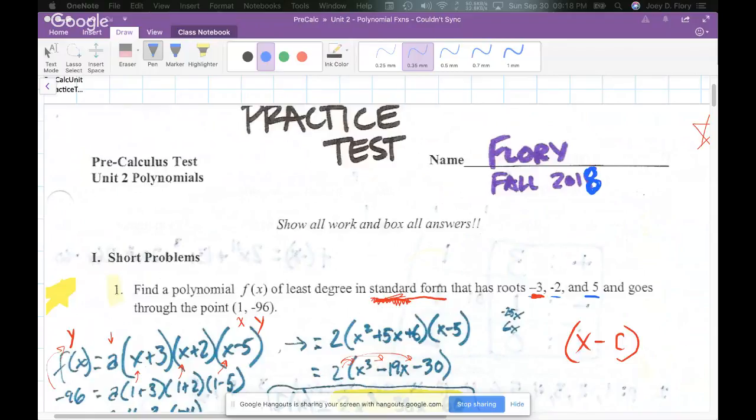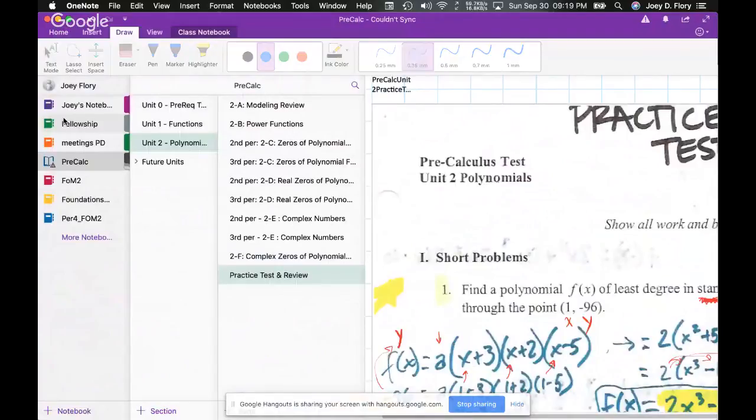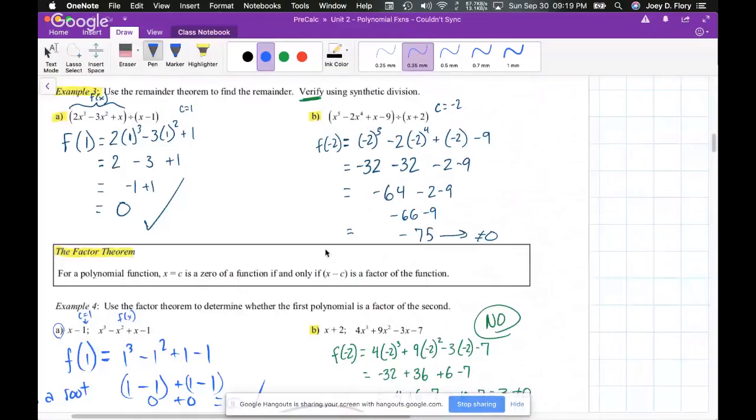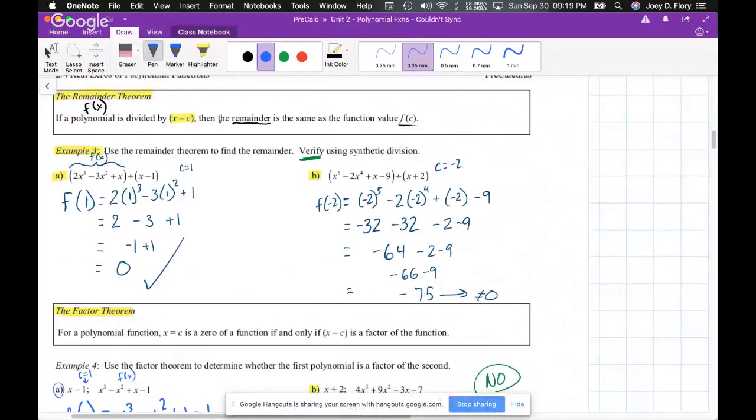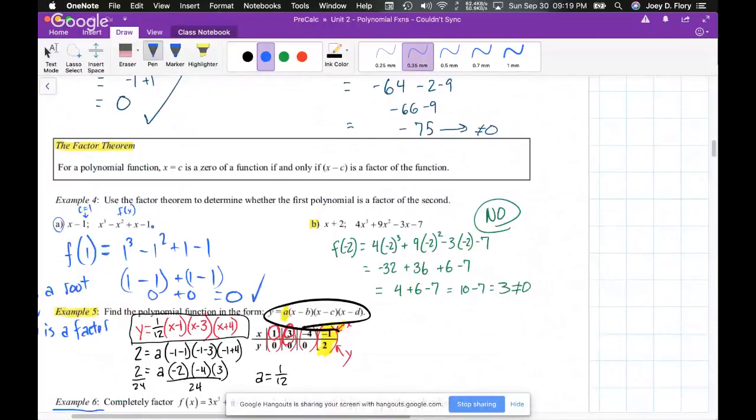In 2D, we talked about real zeros of polynomial functions. There were a couple of theorems and methods before that. We talked about long division and synthetic division. We looked at the remainder theorem. Let's flip back to that real quick. 2D, we talked about the remainder theorem. We talked about the factor theorem.